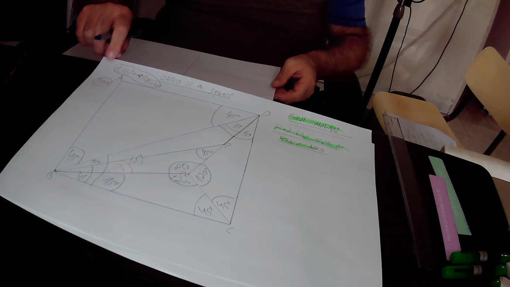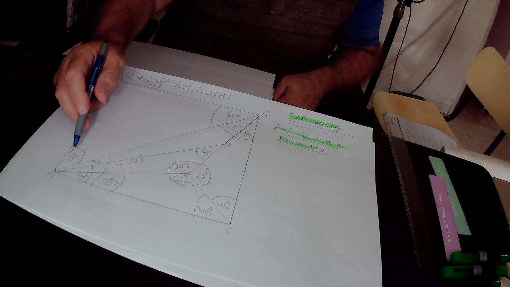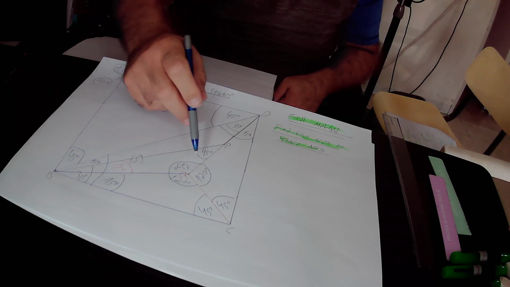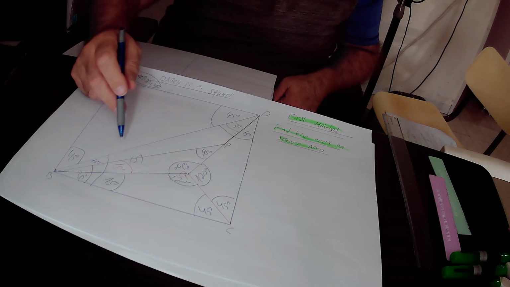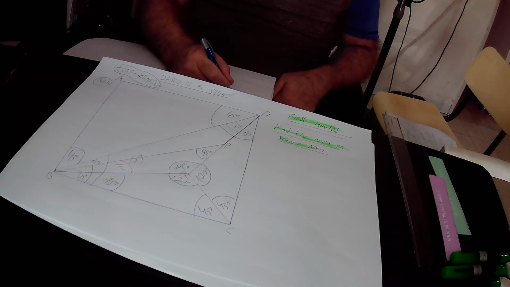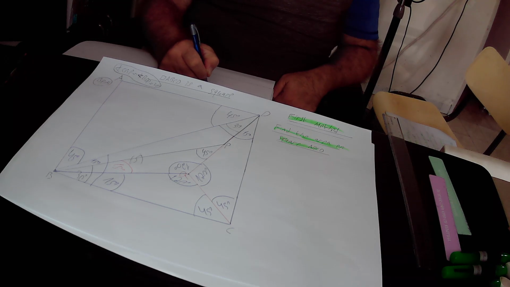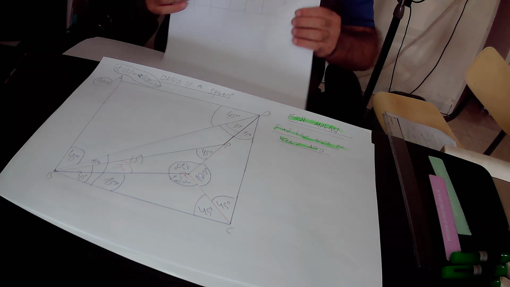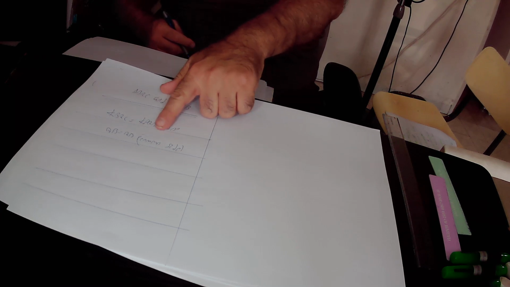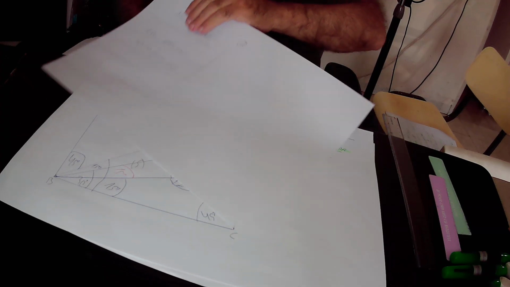In addition, side QB is a common side that belongs to both triangles. Side QB definitely belongs to triangle QBC, and side QB definitely belongs to triangle QPB. So QB is a common side that belongs to both triangles. QB equals itself.